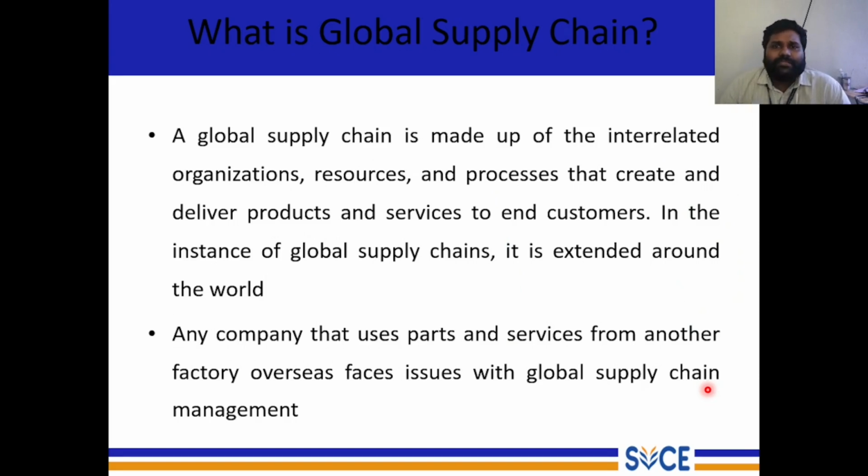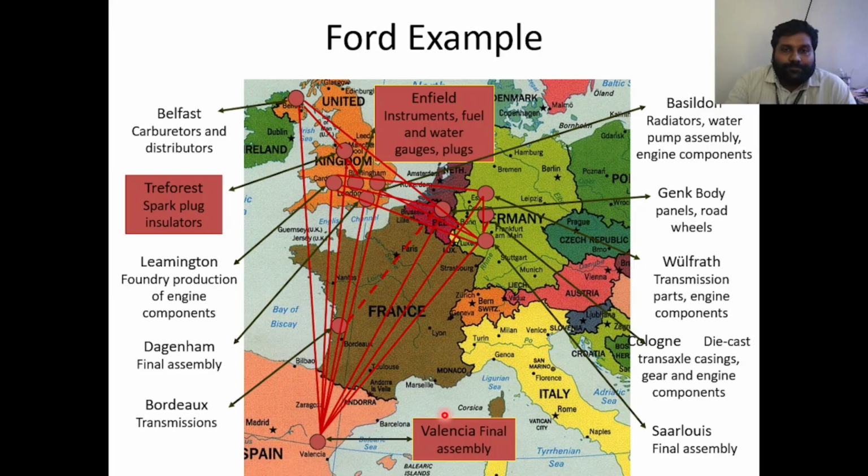A global supply chain is made up of interrelated organizations, resources, and processes that create and deliver products and services to end customers. In the instance of a global supply chain, it is being extended around the world. Any company that uses parts and services from another factory overseas faces issues with global supply chain management. For example, let us take Ford, a good example, because all these red dots over here are different suppliers of Ford of different products.